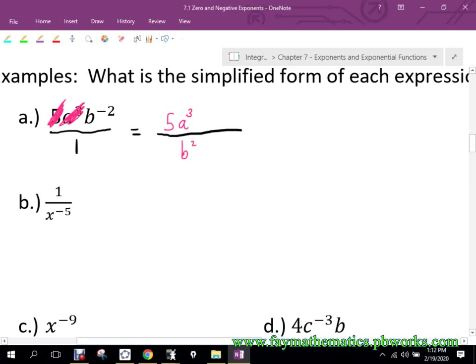Now there's already a 1 in the bottom, but does 1 times b squared still say b squared? So if you want to put that 1 in there, there's nothing wrong with it. I usually don't write it. And then I'm done with that, right?